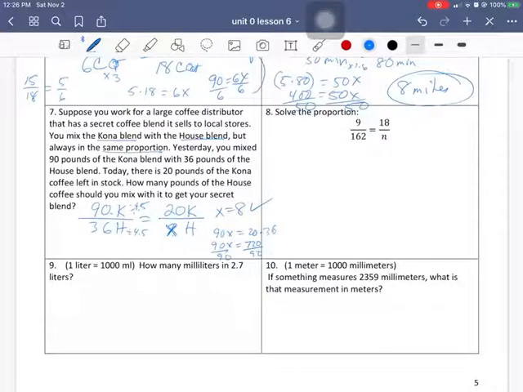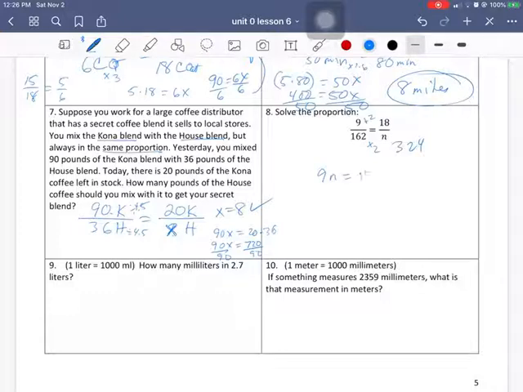All right. Solve the proportion. That's a proportion. It doesn't have the units in it, so you could actually call it equivalent fractions. How do you go from a 9 to an 18? Well, what's 18 divided by 9? That's just a 2, right? So what's that number times 2? 162 times 2 is 324. You could also cross multiply.